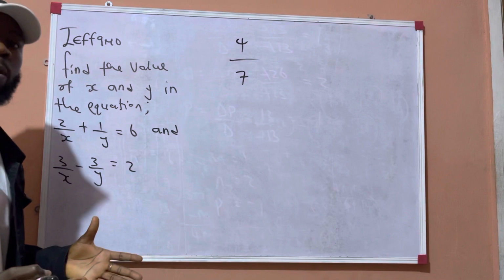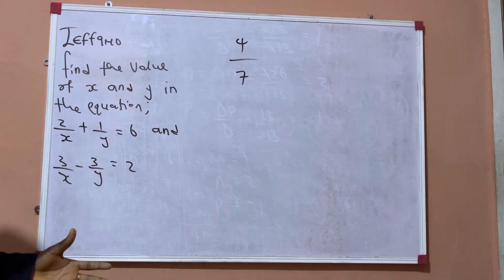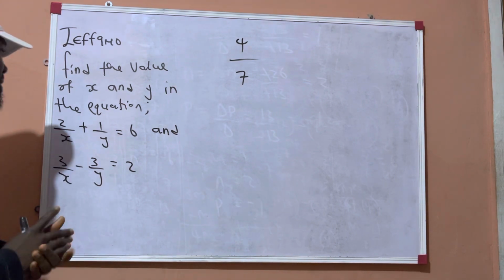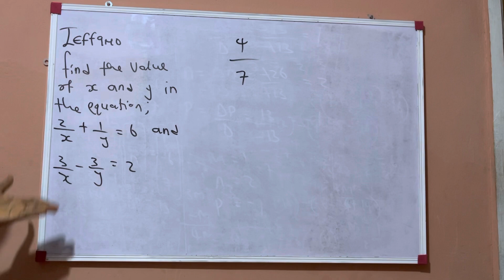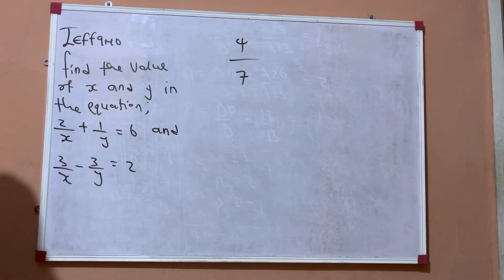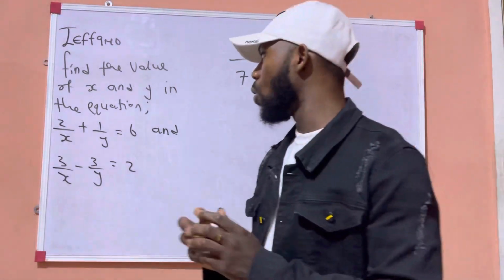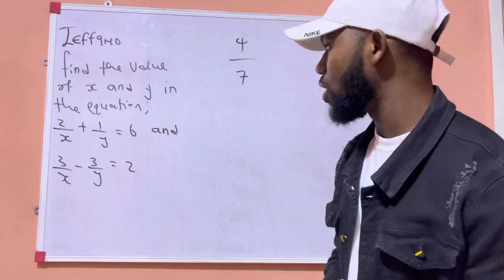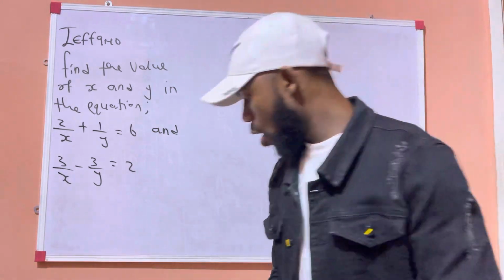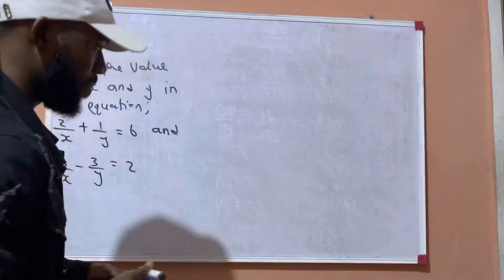Now, how do you go about it when the question given to you on simultaneous equations has fractions whose denominators carry the variables? With the example we have on the board, which is 2 over x plus 1 over y equal to 6, and 3 over x minus 3 over y equal to 2, we shall be discussing how you can solve simultaneous equations involving variables at the denominators. Without wasting time, let us solve this problem.